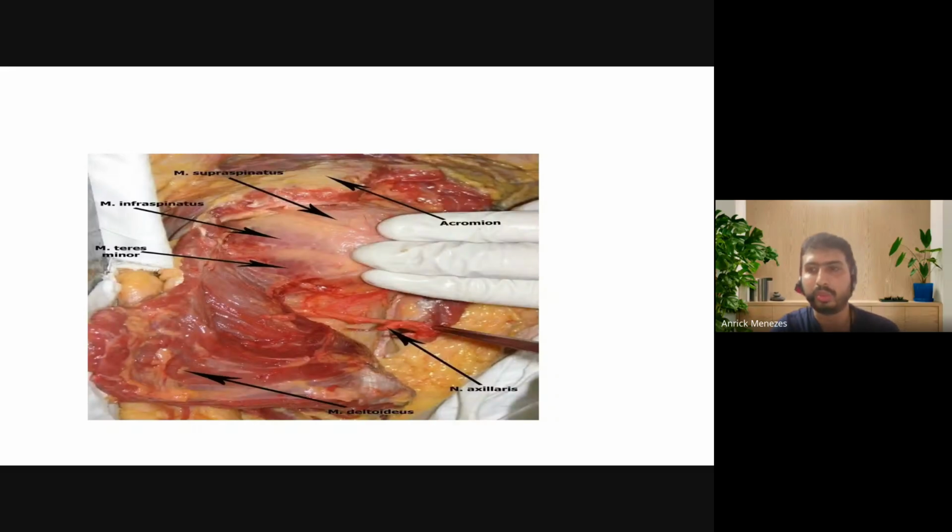This is one more image. The first arrow I am placing is the acromion. This is the supraspinatus muscle, infraspinatus muscle, teres major, deltoid, and axillary nerve. So when you have a fracture and they have operated surgically, you can see how the muscles are flipped and then put back. So based on that, why is it important for us as physiotherapists to know this?